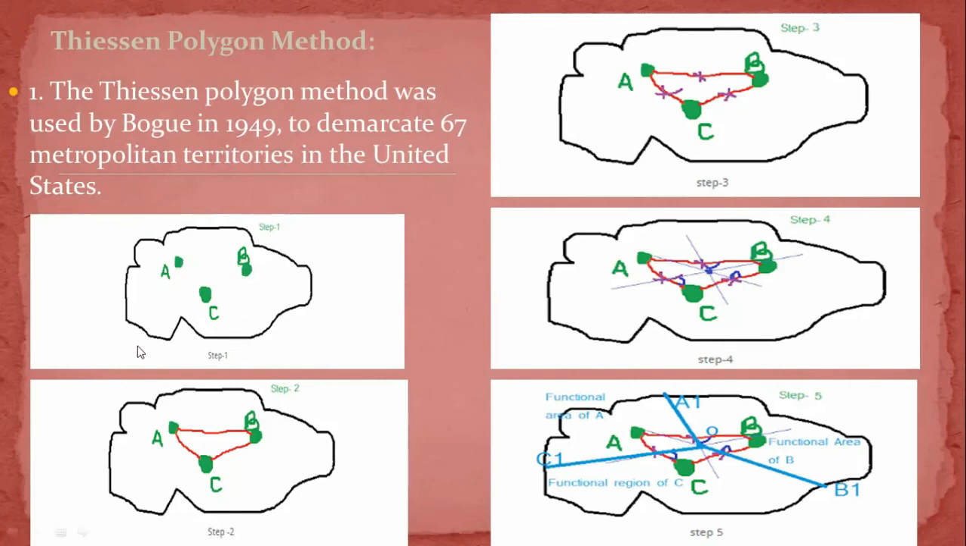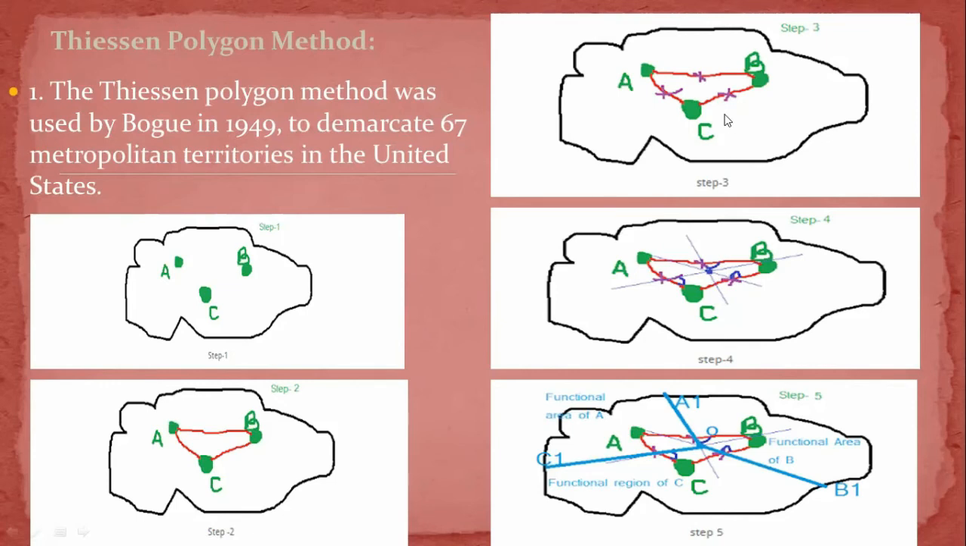So here is an imaginary boundary maybe, and here are three cities or towns or urban areas which have certain functions. Now for the Thiessen polygon method, first we need to identify these. So these have been identified. The next step is that we connect these three. So they have been connected.